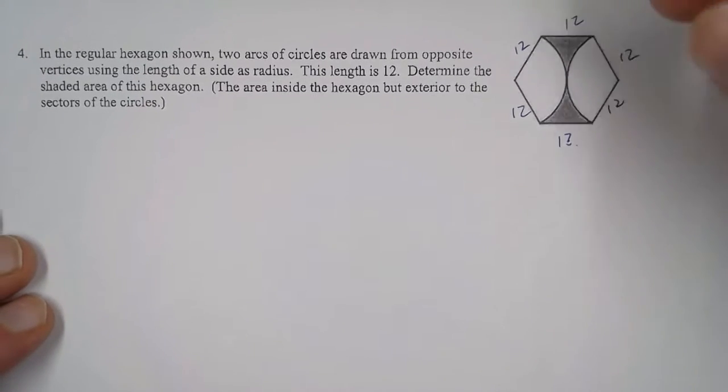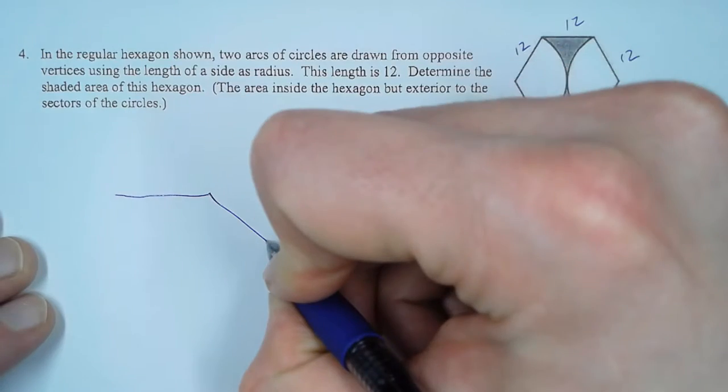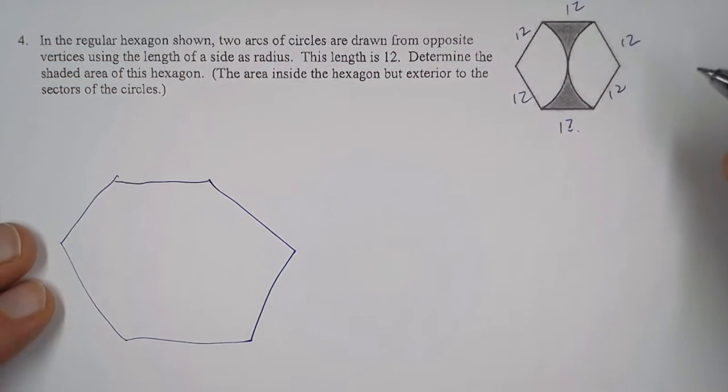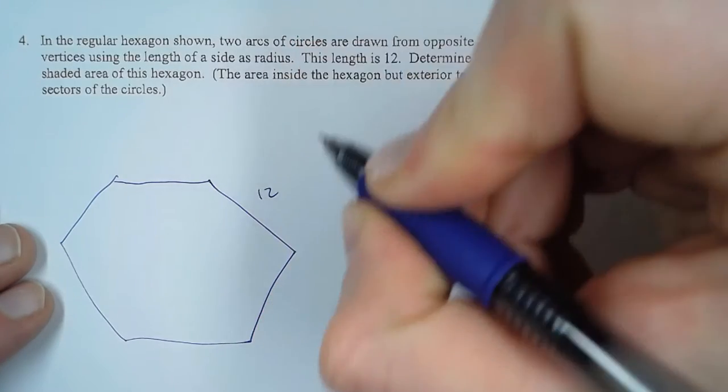So what we need to do is first find the area of this regular hexagon, and then we need to subtract out the arcs. Now they gave us that each side has a length of 12.